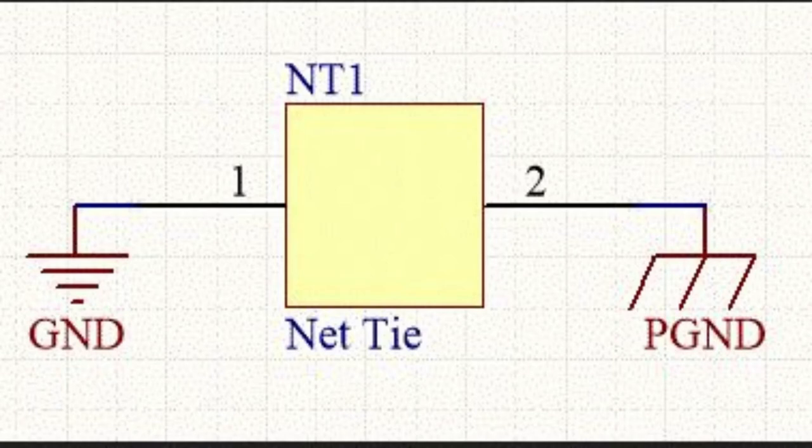So today I'm going to talk about the net tie. Net ties are basically used to connect two different types of net. For example, mostly in case of analog ground and digital ground. The purpose of the net tie is to separate the two grounds to avoid the interference of this analog and digital ground on each other.